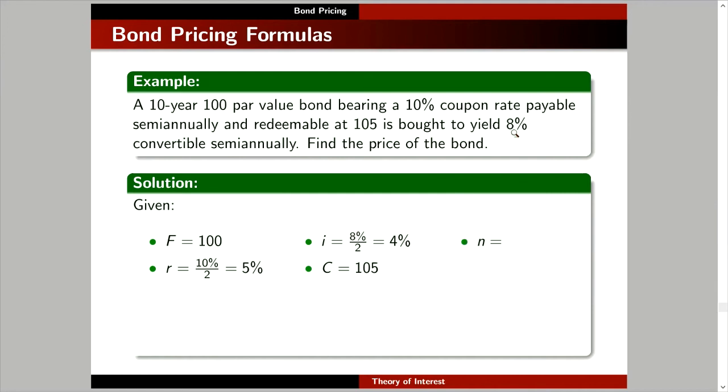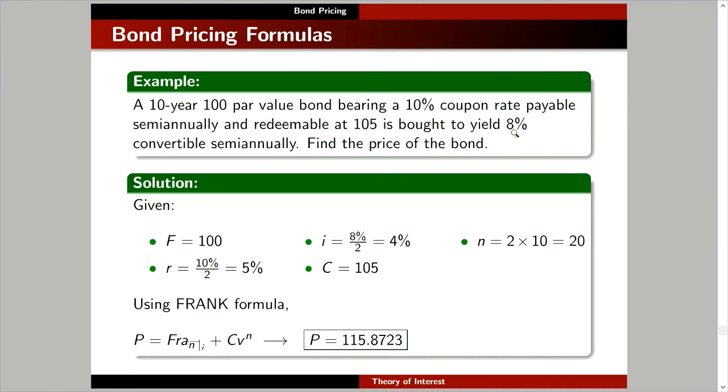What about N? Gano katagal yung bond? Gano katagal mong hahawakan yung bond if you are the investor? Gano katagal ang hihintayin mo bago mo makuha ang redemption amount na 105? It's a 10-year bond, pero the coupons are paid semi-annually. So that's why N is equal to 2 times 10, which is equal to 20. And then that's it. Using the Frank formula, let us recall the Frank formula. You do the substitution, you do the math, you use your calculator. So, I think nandito naman lahat, right? So, you should be getting that amount.